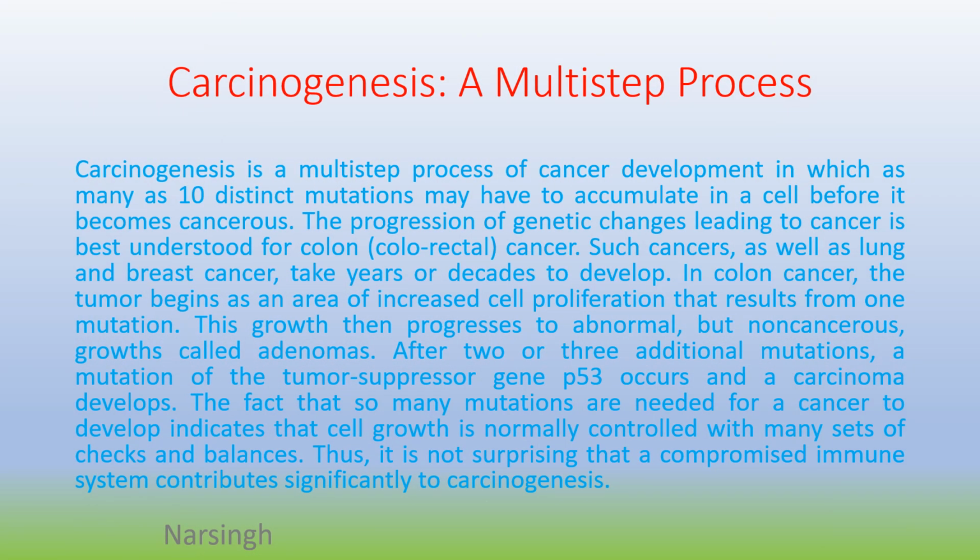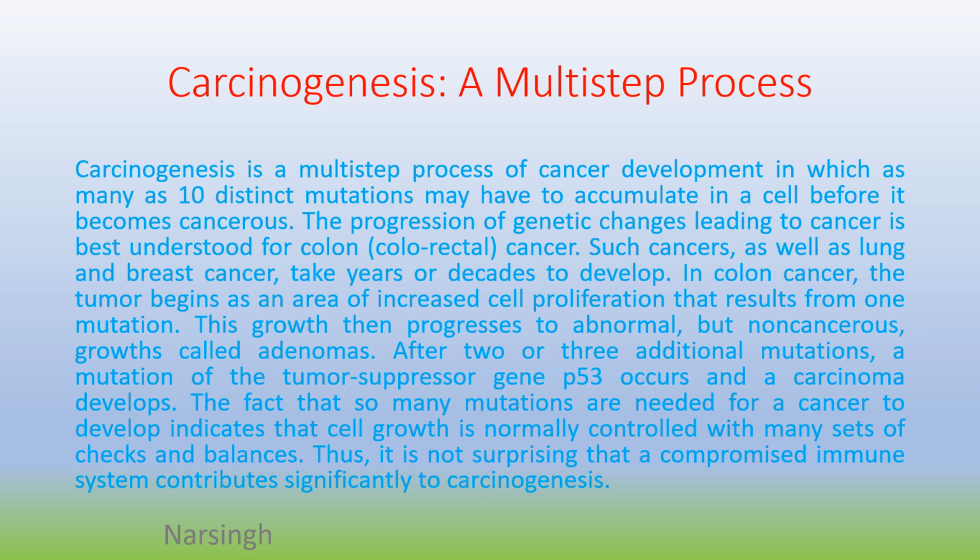Carcinogenesis, a multi-step process. Carcinogenesis is a multi-step process of cancer development in which as many as 10 distinct mutations may have to accumulate in a cell before it becomes cancerous. The progression of genetic changes leading to cancer is best understood for colon, colorectal cancer. Such cancers, as well as lung and breast cancer, take years or decades to develop.